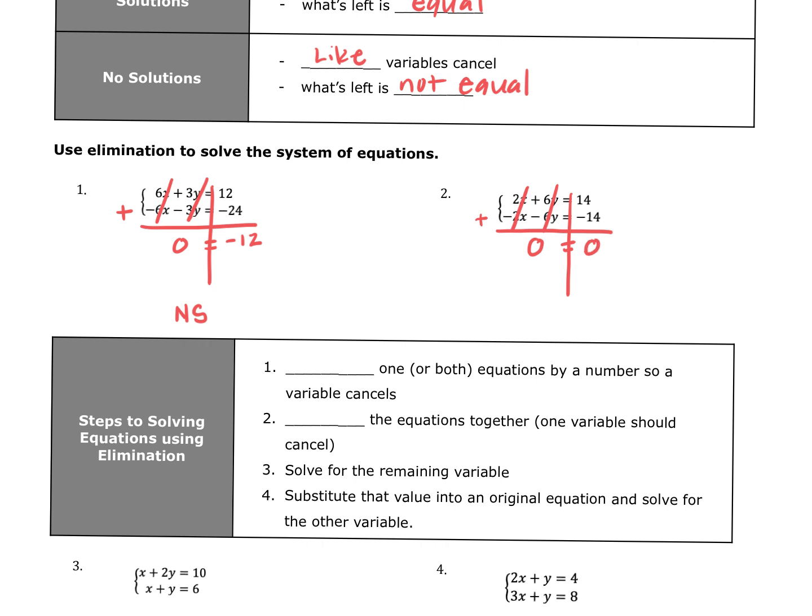So does 0 equal 0? Well, yeah, 0 equals 0. Those are the same numbers. So I'm going to have infinitely many solutions for this one. And it doesn't necessarily have to be 0 equals 0. It could be 6 equals 6, or 12 equals 12, or negative 8 equals negative 8. As long as you have the same number on both sides of the equal sign, that's going to be infinitely many solutions.